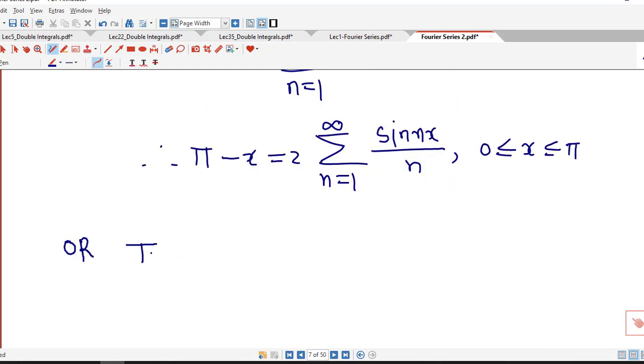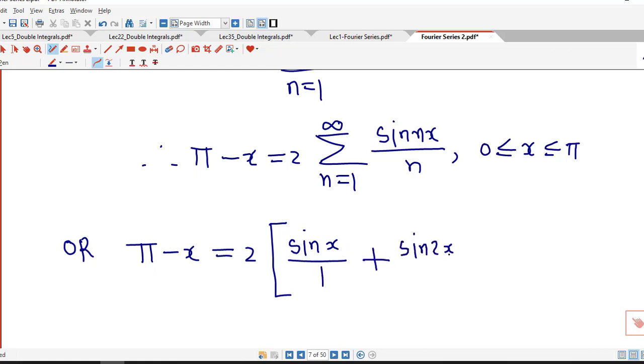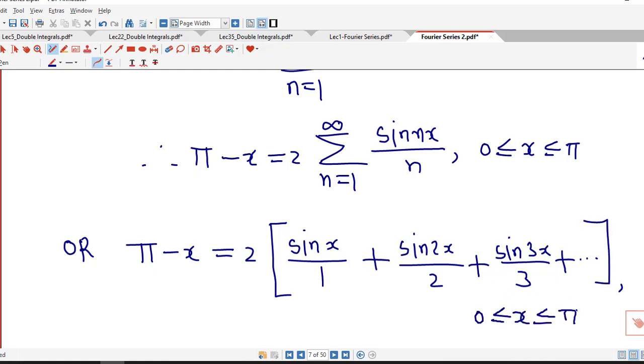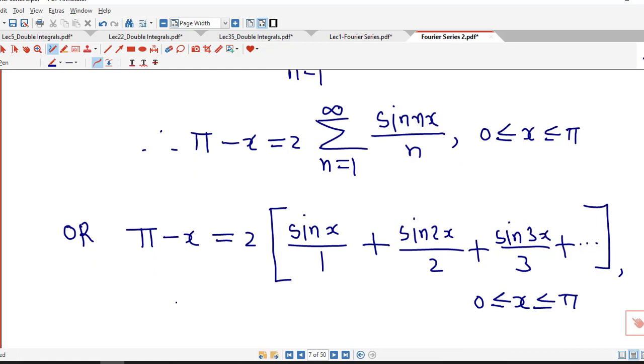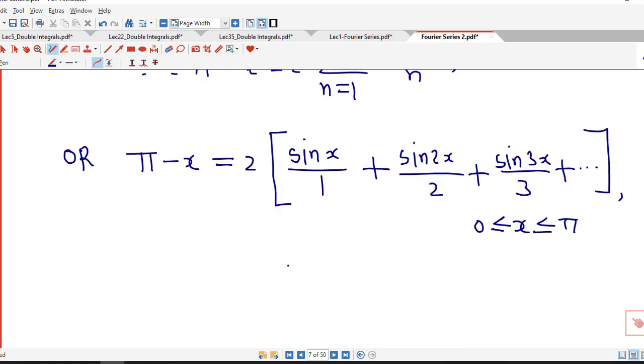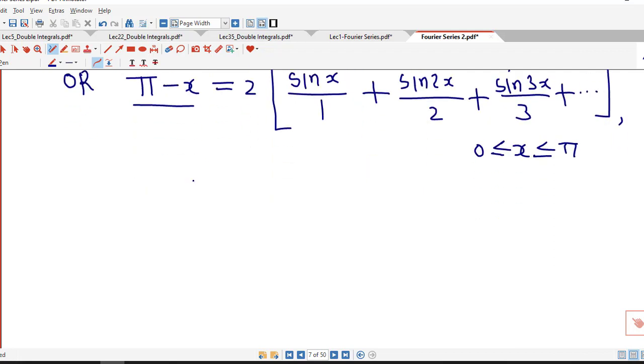Or we can write a few terms of this series. Suppose we consider n equal to 1, we have sin x divided by 1 plus sin 2x divided by 2 plus sin 3x divided by 3 and so on, where x is in between 0 and pi. So this is the required half range sine series of the function pi minus x.